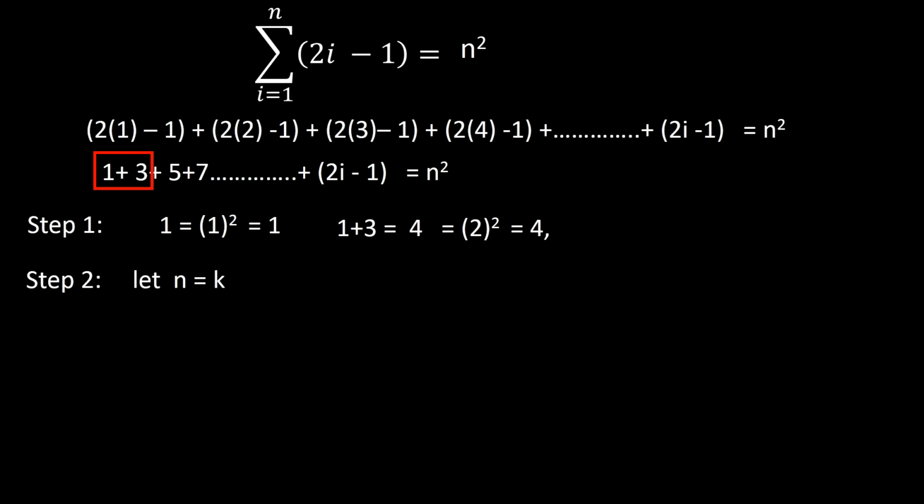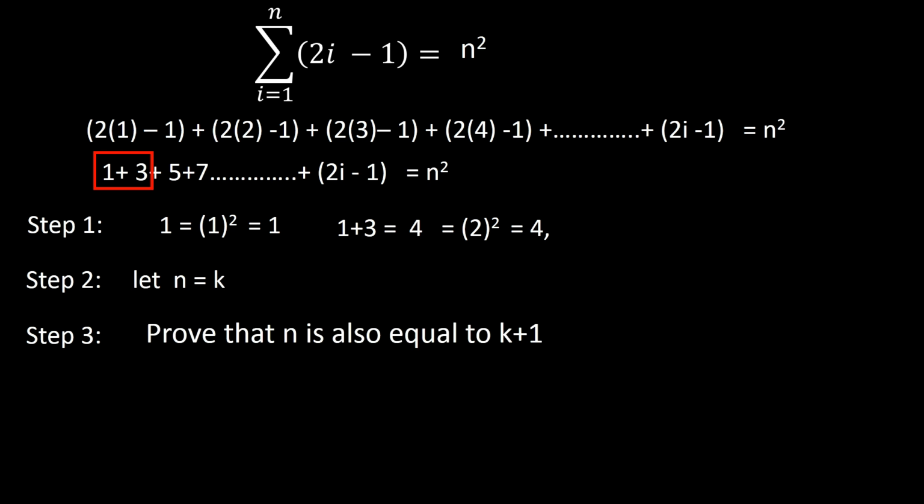Now step 2, let n be equal to k. If n is equal to k, it is going to be true. So step 3, now we prove that n is also equal to k plus 1. If n is equal to k, we are going to prove that n is also equal to k plus 1.